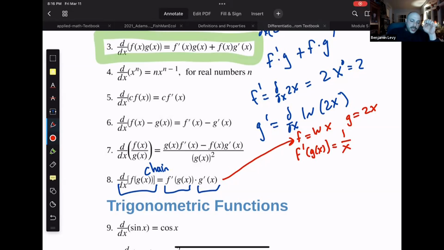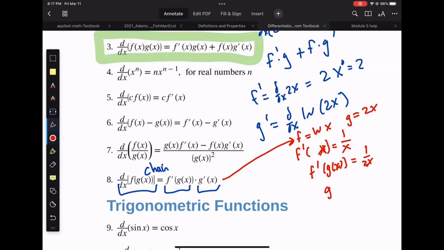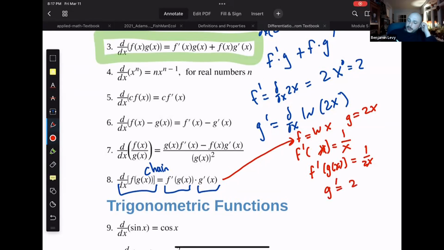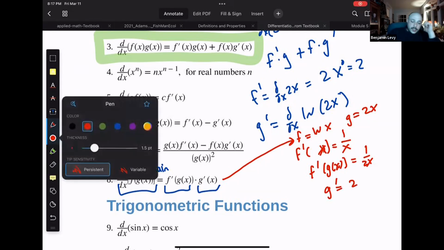So let me get my notation straight, because right now it's not looking great. I'm just going to show you f prime with x first. And so the f prime with g inside then is this. That's okay. Okay. And then g prime is another power rule, right? Just becomes 2.